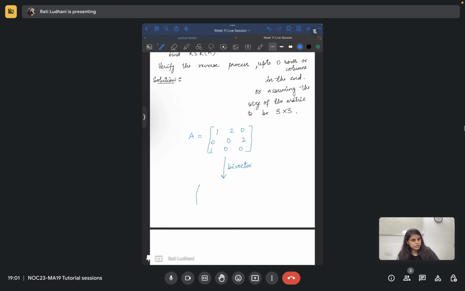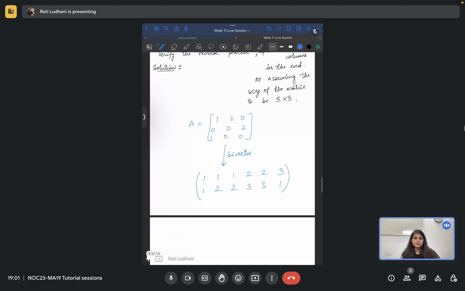So can you tell me what will be the bivector? 1 1 1, 1 1 2, 1 2 1, 2 1 2, exactly. 2 3 2 3 2 3 2 3, very good. 3 1 1, 3 1, exactly, very good. So this is the bivector we have.